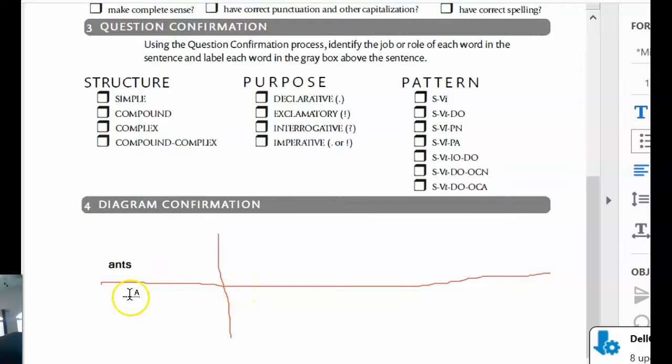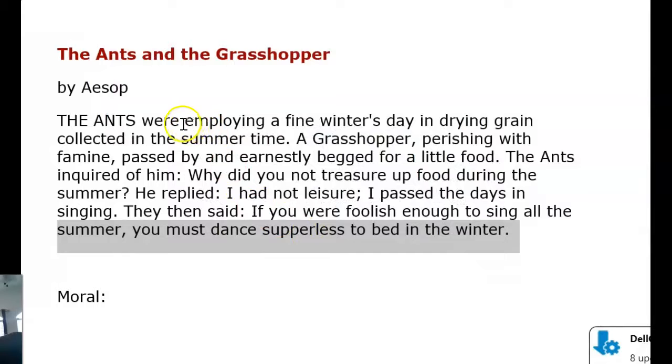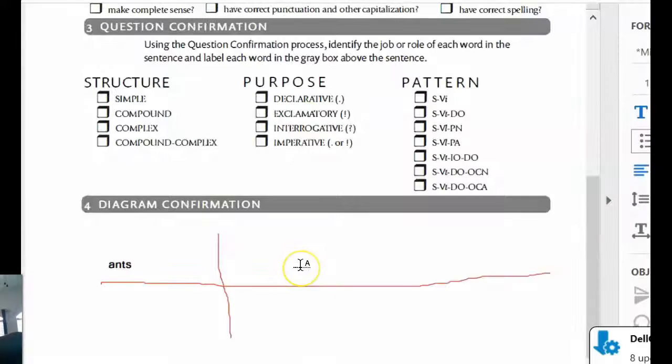Okay, and the is a modifier, so you would write that on a line coming down. And then our verb, what are our ants doing? They were employing. That is our verb. Were employing. And then everything else in the sentence goes with our predicate. So we'll put those in a diagonal line under our line here, under our predicate.